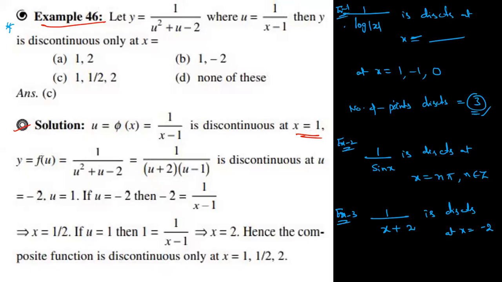Fine. y is equal to f of u is given. What is that? 1 by u square plus u minus 2. Factorize them, dear students, we can get it like that. See, it is discontinuous at u equal to what? Minus 2 and minus 1. Fine. Okay. See, if u is equal to minus 2, what does that mean here?